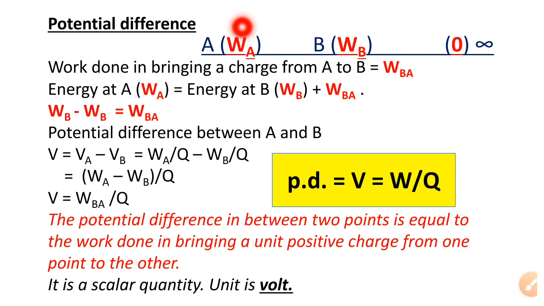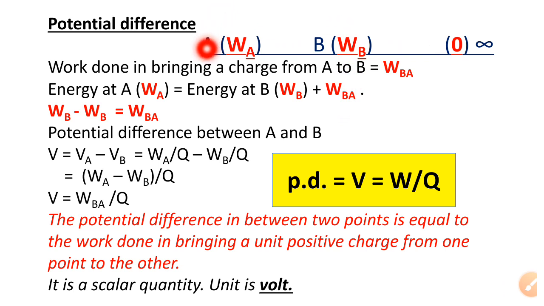Now if work is done, there is some gain in energy, and this work done to carry the charge from B to A is equal to WBA as it is given. This work done is stored as a potential energy at this point. So there is a gain in energy when the work is done on the test charge in bringing it from B to A. Already at the point B it has the energy WB, so this WB is added to this WBA.